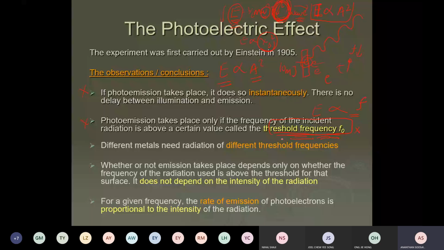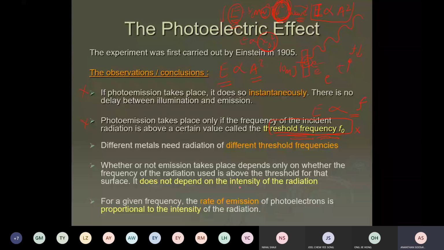And the third one, different metals have different threshold frequencies. I can come back to this later. Third one is that whether or not the emission takes place depends only on whether the frequency of the radiation used is above the threshold for the surface. It does not depend on the intensity.